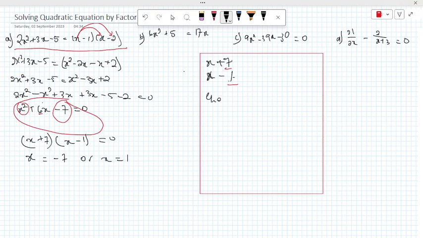How to check? You need to check if your answer is correct or not, because you might have made a mistake. So basically what you do, you take any of your values of x that you have got. So let's take for example x is equal to 1.